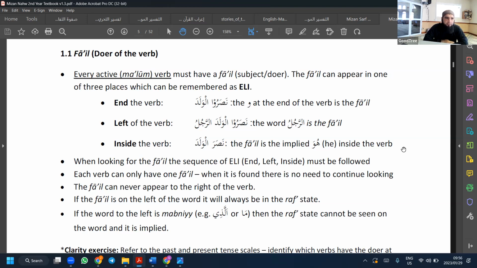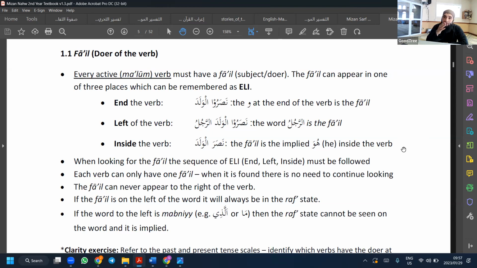Where's the fa'il? Is Muhammad on the left or right of ja'a? Muhammadun, remember you read from right to left. So Muhammadun ja'a bil Quran. Where will Muhammad be? On the right. So can I call that a fa'il? Never. What's our rule? Ili: end, left, or inside. So it can never be on the right. Where will the fa'il be?